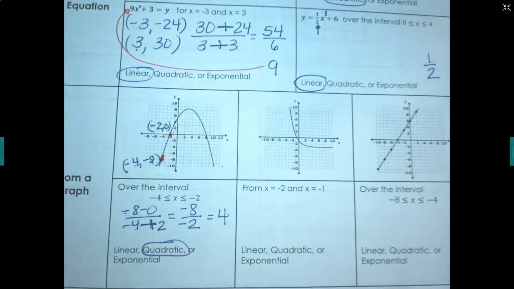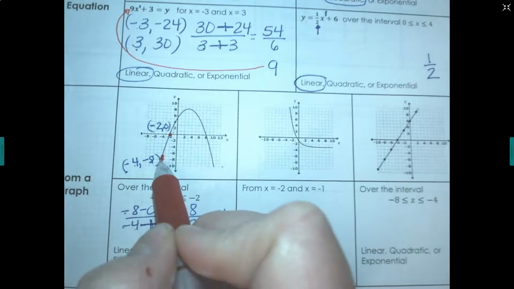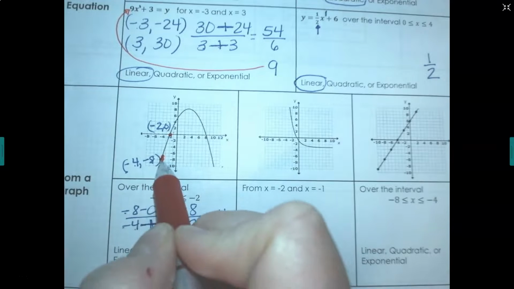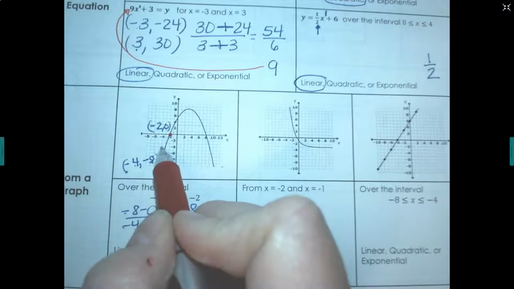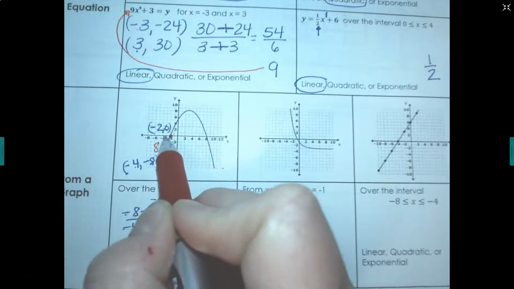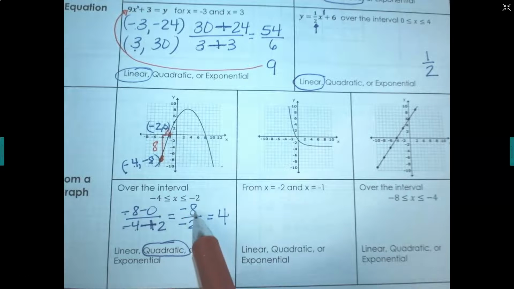Another way we can look at this is we can count between these 2 points. So from here we can go 1, 2, 3, 4, 5, 6, 7, 8. So I rose 8 and I ran 2 to get to the second point. 8 and 2, and that would simplify to 4. Let's try our next one.